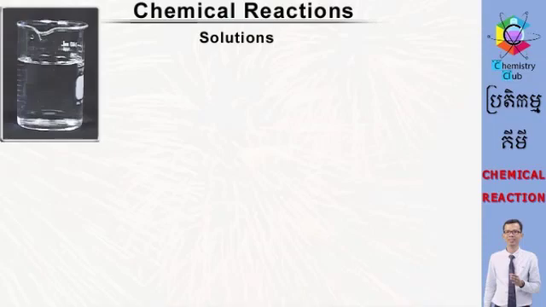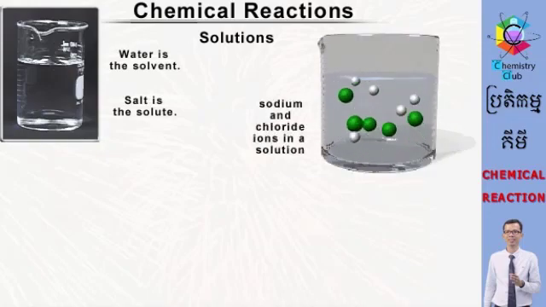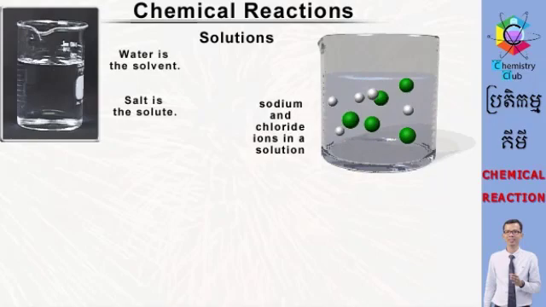To illustrate why solutions are often used in the study of reactions, look at a common example of a solution, dissolved table salt in water. Once the salt is stirred into solution, there's a uniform distribution of the solute, salt, which breaks up into sodium ions and chloride ions in solution throughout the solvent, which is water.